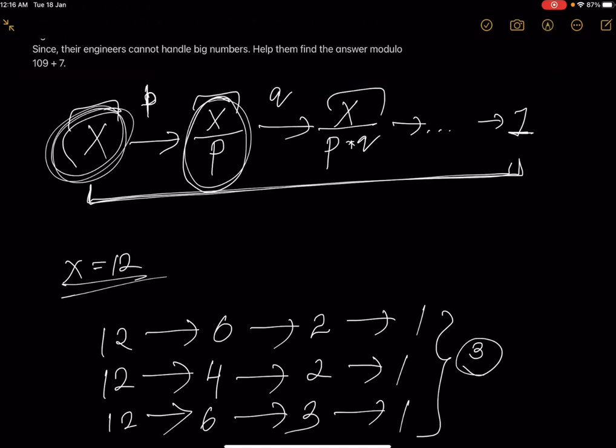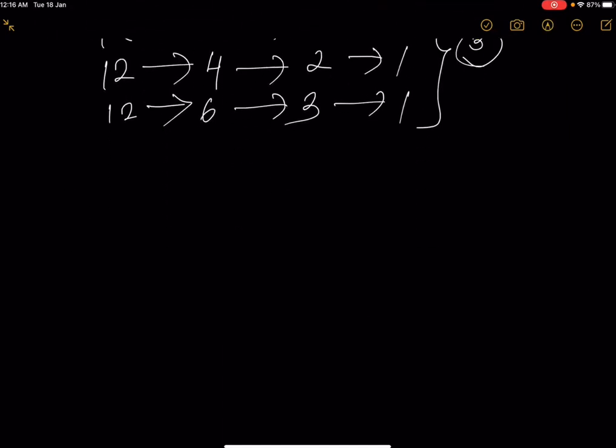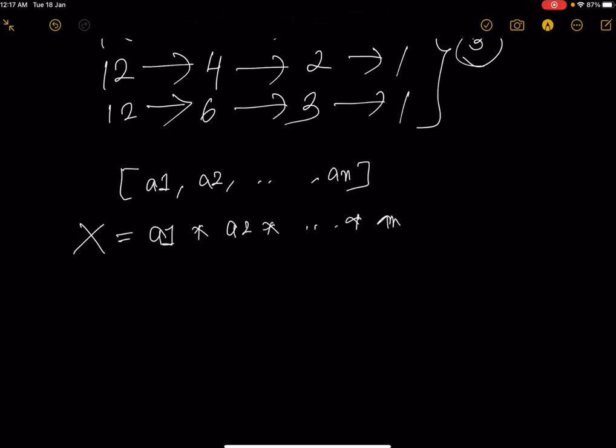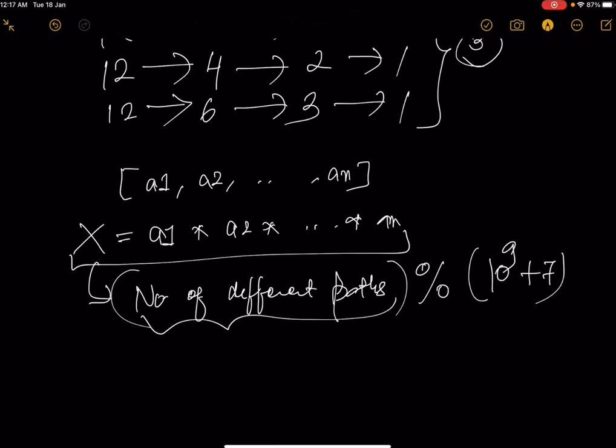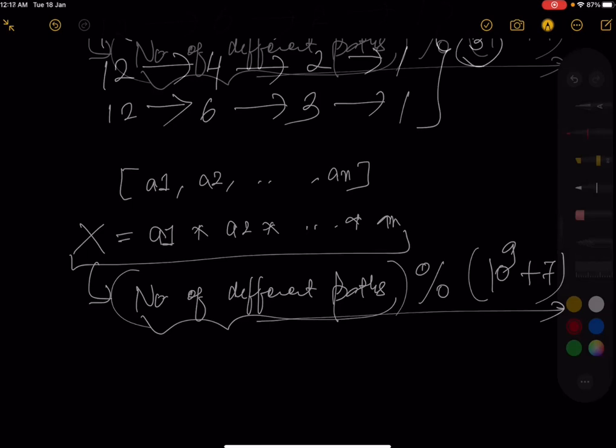And what we are given is not a single number x. Basically we are given an array of n numbers, a1, a2, up to a of n. So our x is basically equal to a1 into a2 up to a of n. What we need to do is find the number of different possible paths modulo 10 to the power 9 plus 7. Since this number can be very huge to handle in integers, that's why we need to print it modulo 10 to the power 9 plus 7.